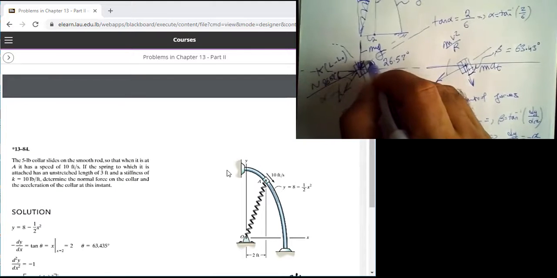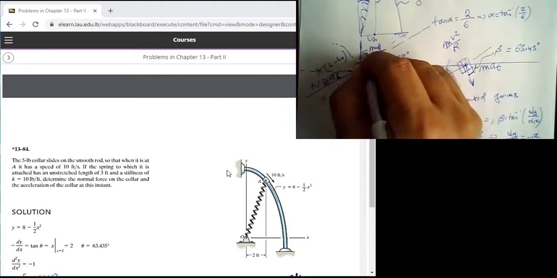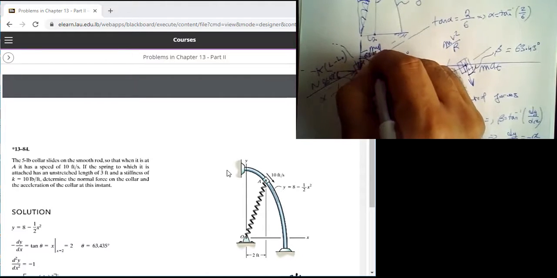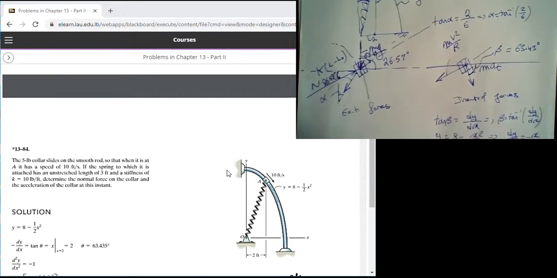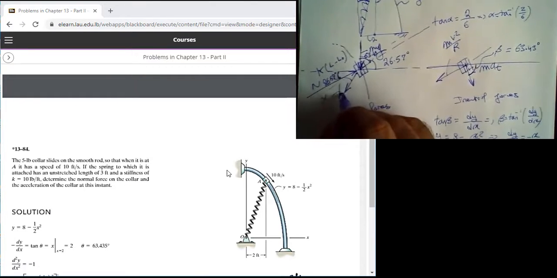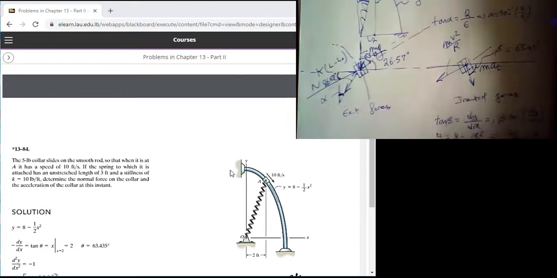How about this angle right here? We know this angle, right? This angle will actually be equal to 63.43, right? This angle is also 63.43 because this whole thing is 90. Does that make sense? Yes. Okay, because this whole thing is 90. How about this angle? If you look into the figure, I want to know this angle right here. How can I find this angle?